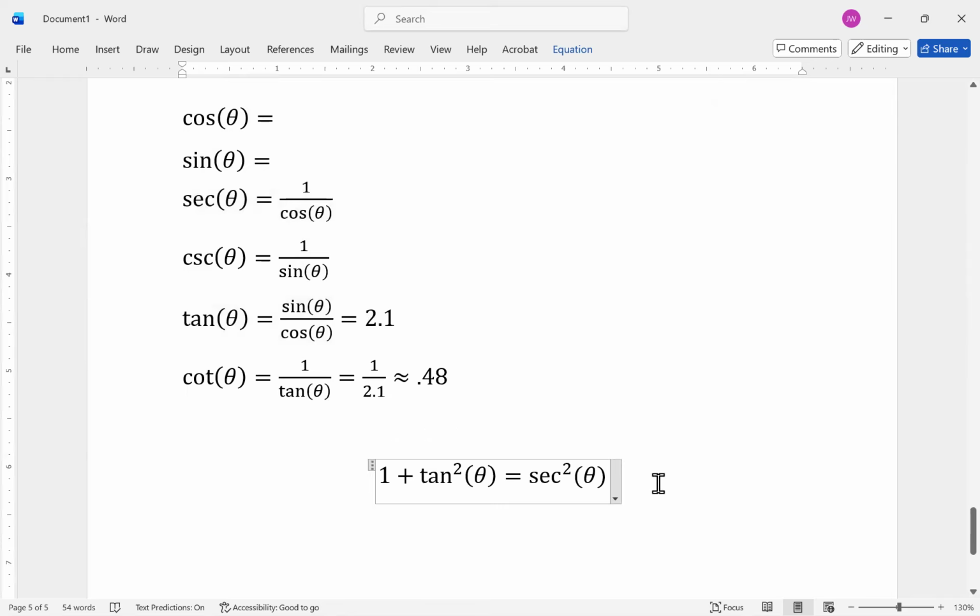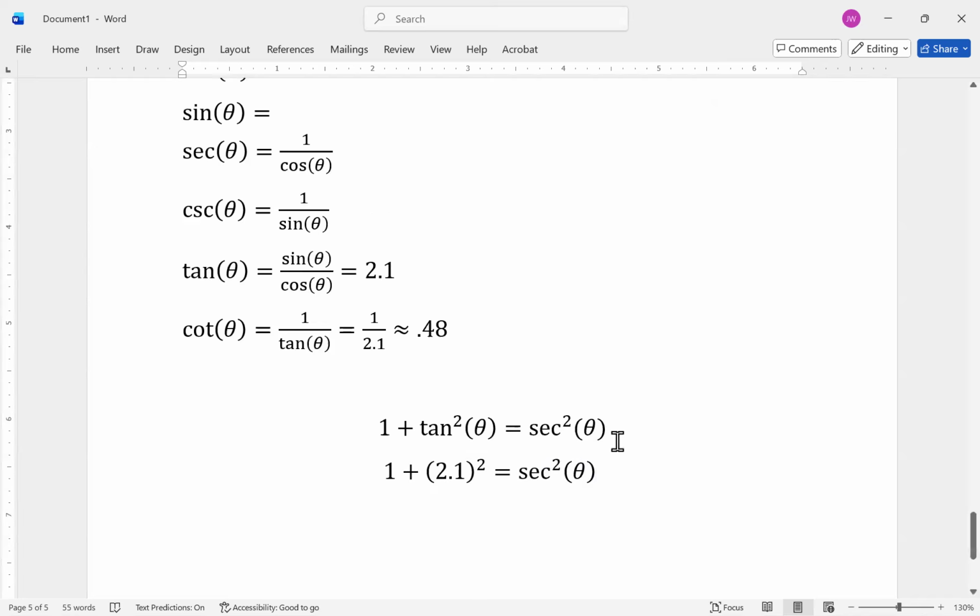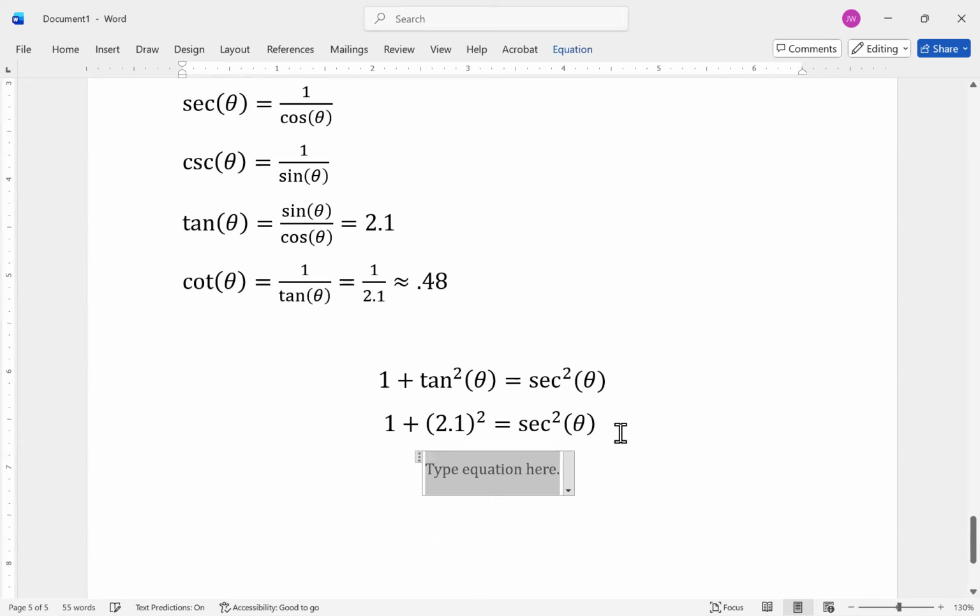So what I do is I turn to the Pythagorean identity, and the Pythagorean identity that involves tangent says 1 plus tangent squared of theta is equal to secant squared of theta. So since tangent is 2.1, I know 1 plus 2.1 squared is going to be the secant squared of my angle theta. And 1 plus 2.1 squared is 5.41. So we get 5.41 is equal to the secant squared of theta.